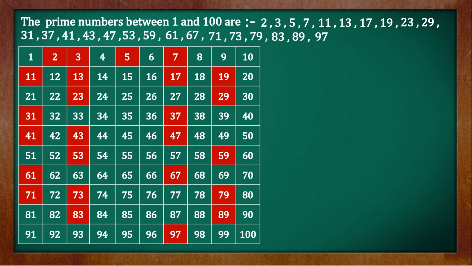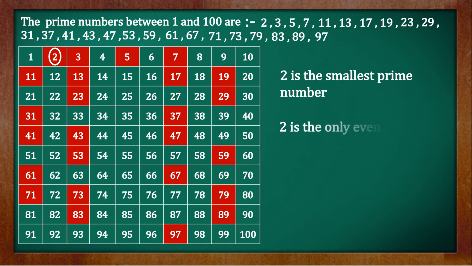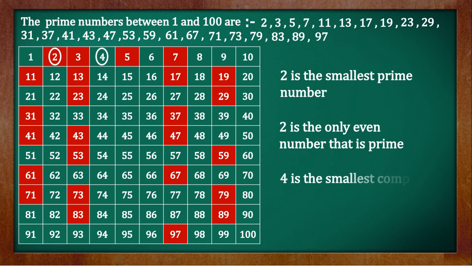As you can see in the table, 2 is the smallest prime number, and 2 is the only even number that is prime. This means that all the prime numbers except 2 are odd numbers. You can also see that 4 is the smallest composite number.